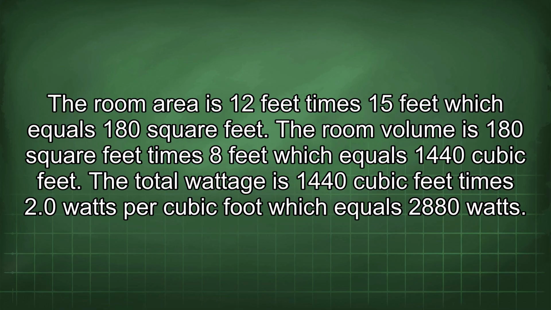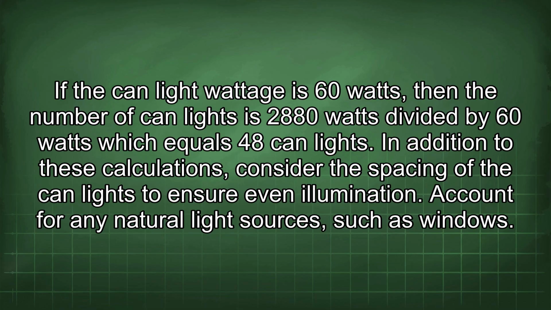The total wattage is 1440 cubic feet times 2.0 watts per cubic foot, which equals 2880 watts. If the can light wattage is 60 watts, then the number of can lights is 2880 watts divided by 60 watts, which equals 48 can lights.